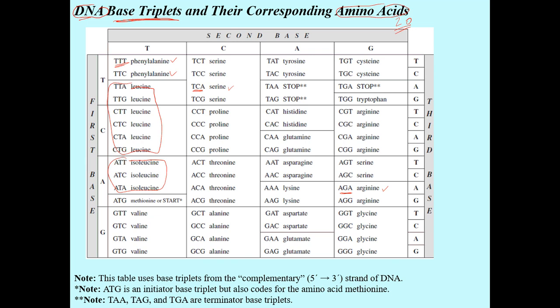There are also 3 of them on here that don't code for any amino acid, but what they code for is that this is the end of the protein. They are the stops. So the TAA, TAG, and TGA, those are all what we call stop triplets in the DNA. And one of them should always be at the start. ATG is the start triplet, and it does code for an amino acid, and that amino acid is called methionine.